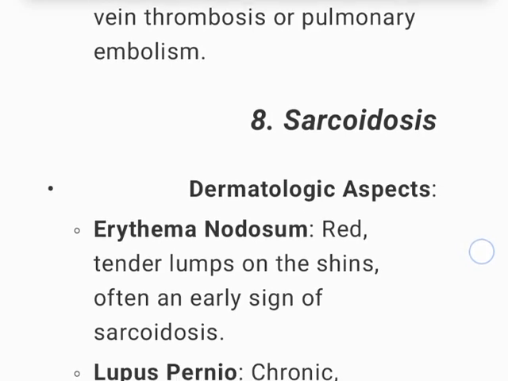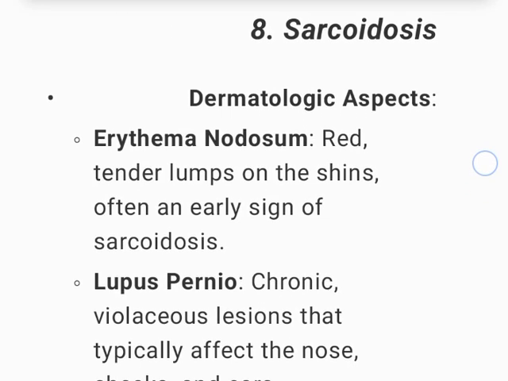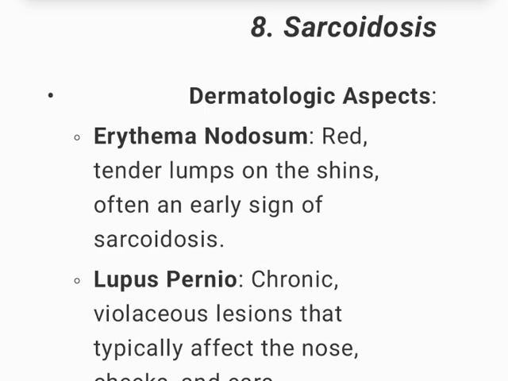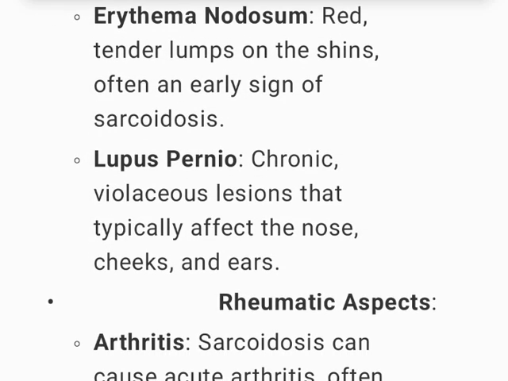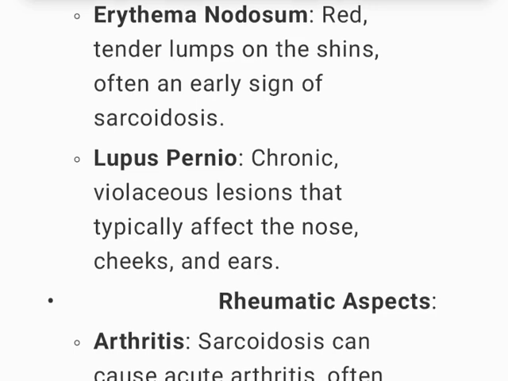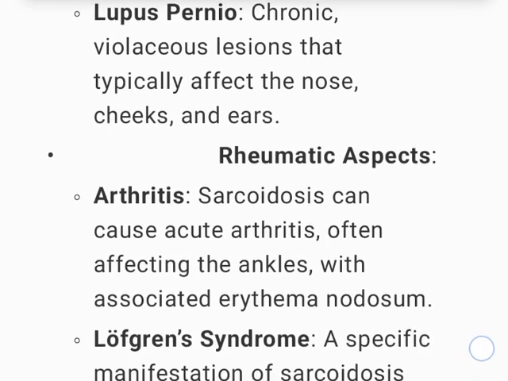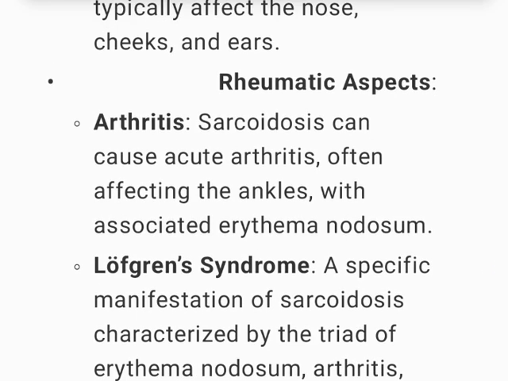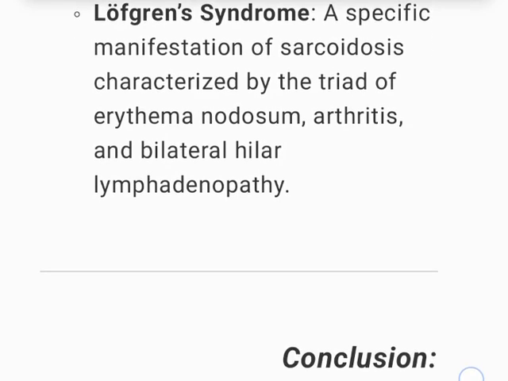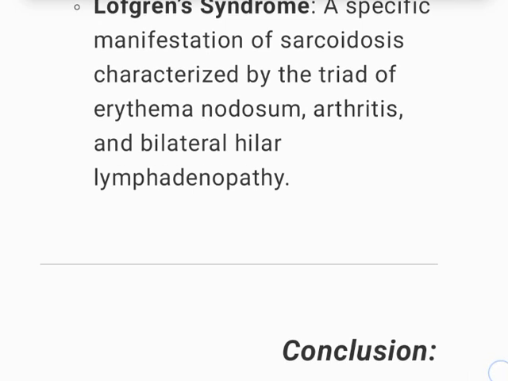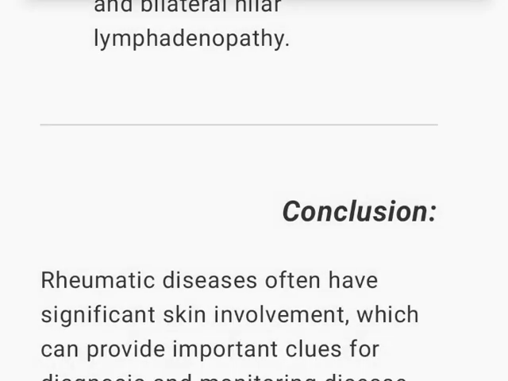8. Sarcoidosis. Dermatologic aspects. Erythema nodosum. Red, tender lumps on the shins, often an early sign of sarcoidosis. Lupus pernio. Chronic violaceous lesions that typically affect the nose, cheeks, and ears. Rheumatic aspects. Arthritis. Sarcoidosis can cause acute arthritis, often affecting the ankles, with associated erythema nodosum. Löfgren syndrome, a specific manifestation of sarcoidosis characterized by the triad of erythema nodosum, arthritis, and bilateral hilar lymphadenopathy.